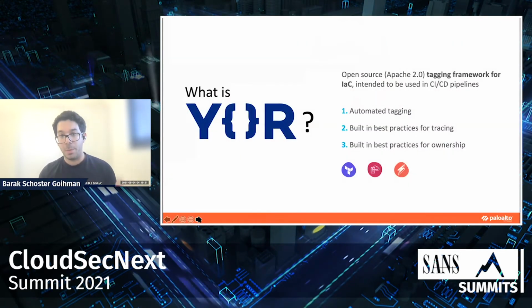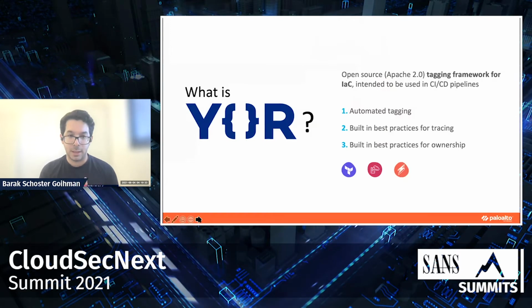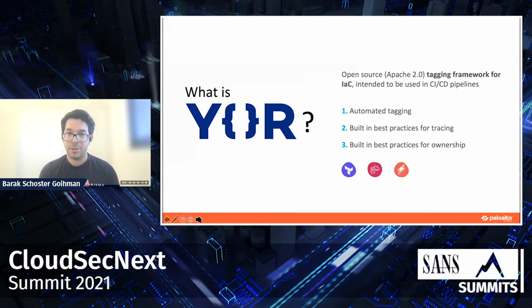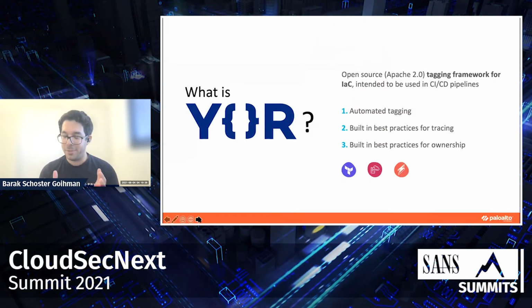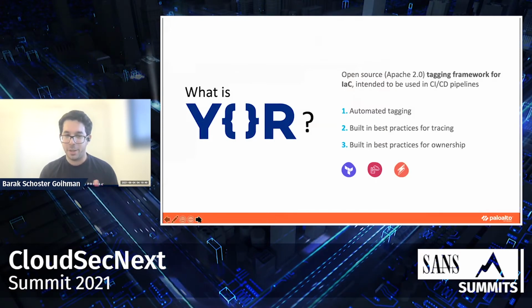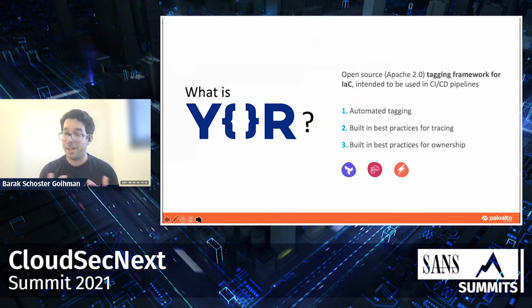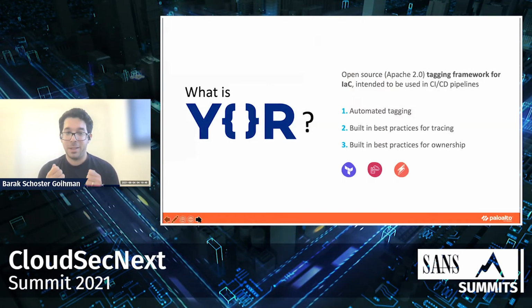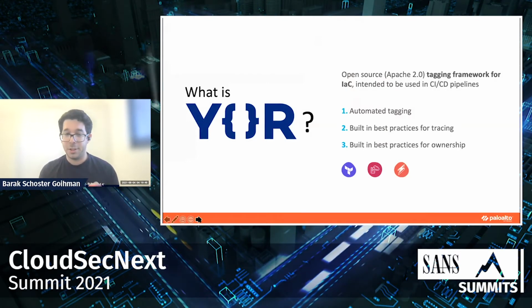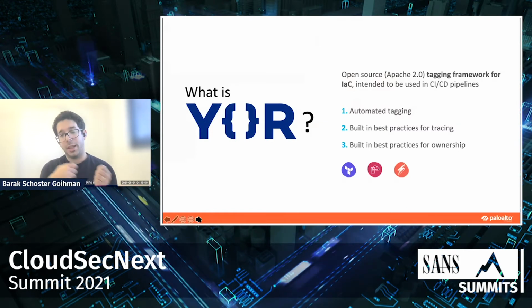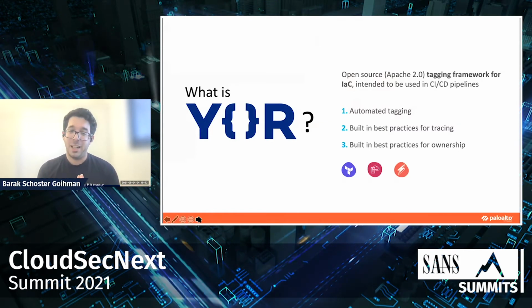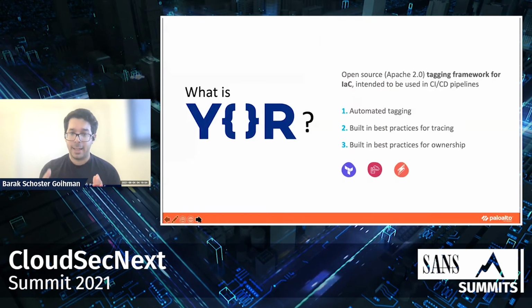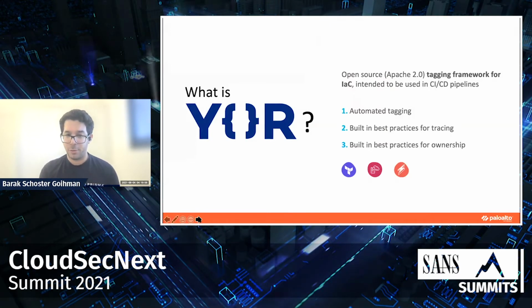We created a new open source project that was just released last week, named Yor. Yor is named after a very bad movie from 1983. Do not watch it, it's not that good, but it's about a time traveling warrior. It's enabling us as engineers to travel between the code dimension and the cloud dimension, and auto-apply tags on top of infrastructure as code frameworks.